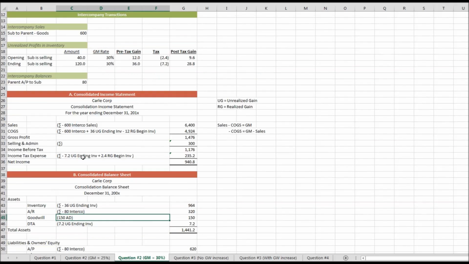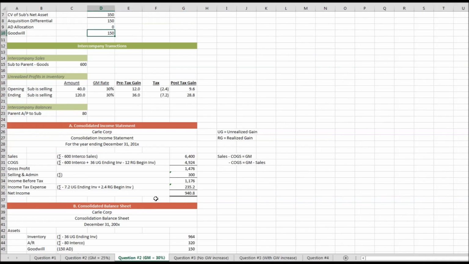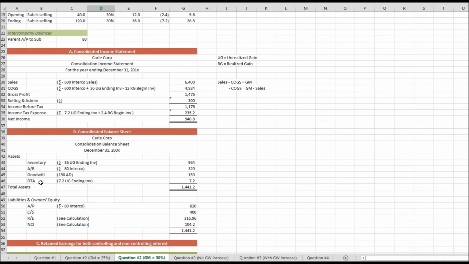This 150 is simply from our goodwill calculation right here. And then we got a deferred tax asset right here. So since we have an unrealized gain right here in our income statement, and then we have the corresponding tax amount, which is 7.2. But the sub, as an entity on its own, non-consolidated, has actually paid these taxes already. So if we consolidate and we want to reflect what profits we've actually made, then we're also going to have to take out that tax amount right here.